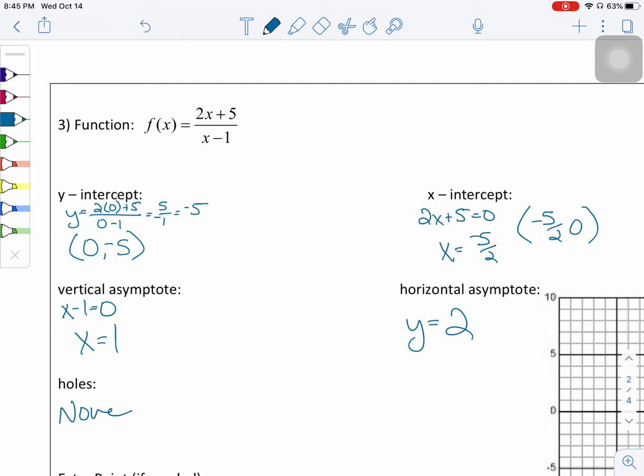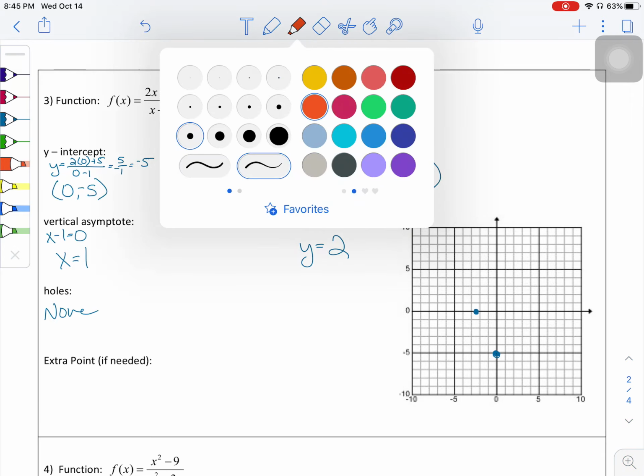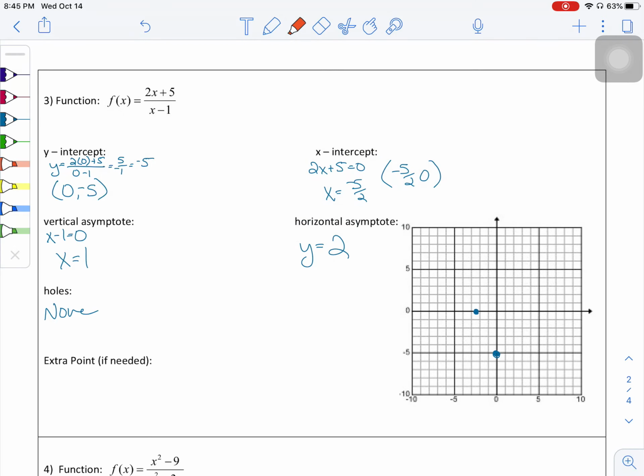We're going to go ahead and graph this up and see if we need an extra point. We might. All right, so let's see. 0, negative 5 here. Negative 5 halves would be negative 2.5 on the x-axis. Vertical asymptote, let me narrow that down just a little bit, is going to be x is equal to 1. So there's x is equal to 1. Horizontal asymptote is going to be a positive 2 here. And yeah, I'm going to need another point because all of my information is in the lower left.